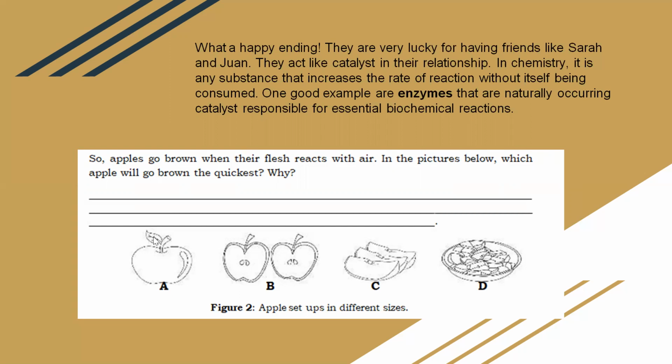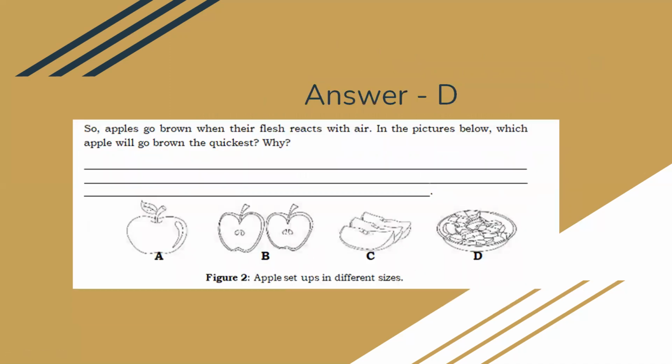We have letter A, letter B, letter C, and letter D. So the answer is letter D. Apple D will go brown the quickest since apple's flesh reacts to air. It makes apples A, B, and C go brown slower than D. And by applying the factors affecting the rate of reaction, it will be the one with the smallest surface area. Hence, letter D. The process of the reaction that takes place here when an enzyme reacts to air is enzymatic browning.